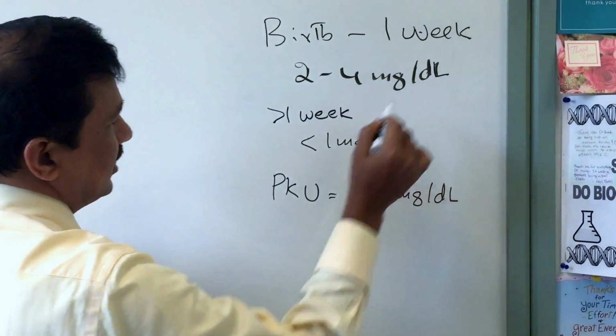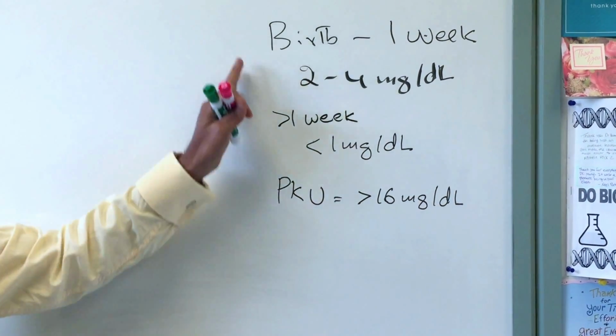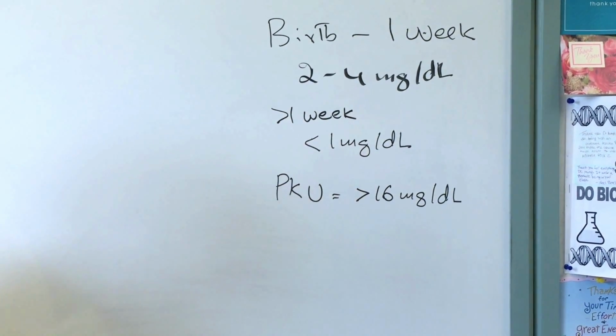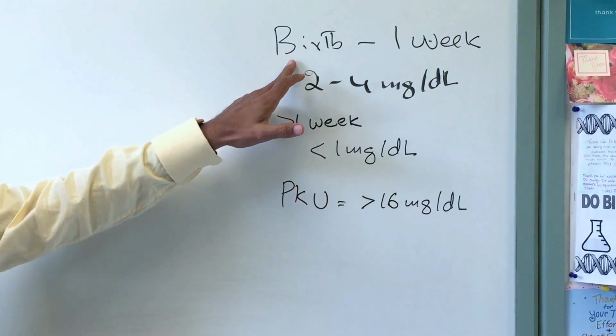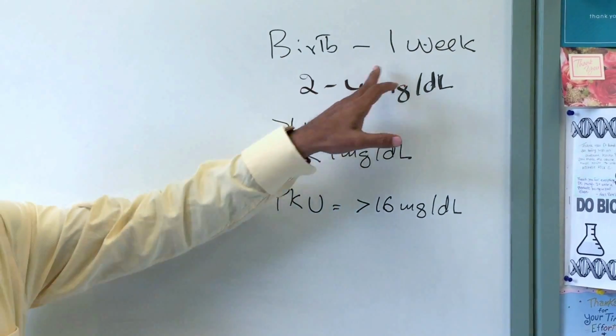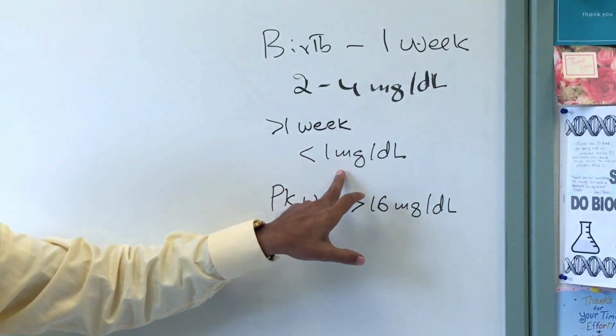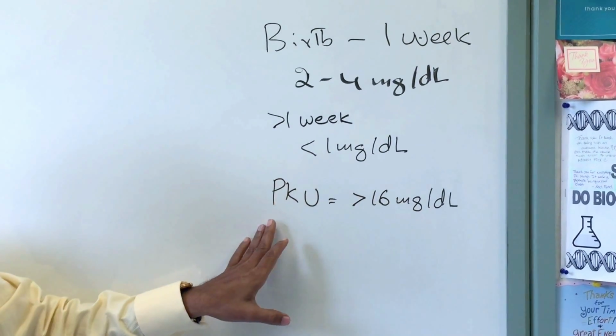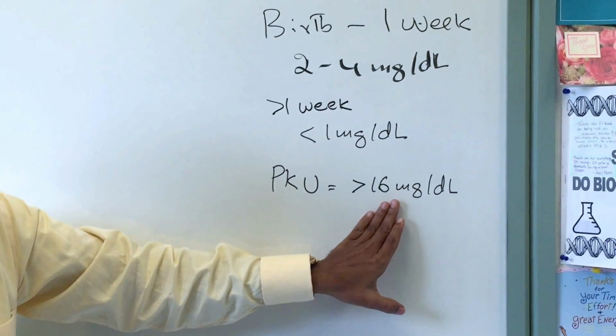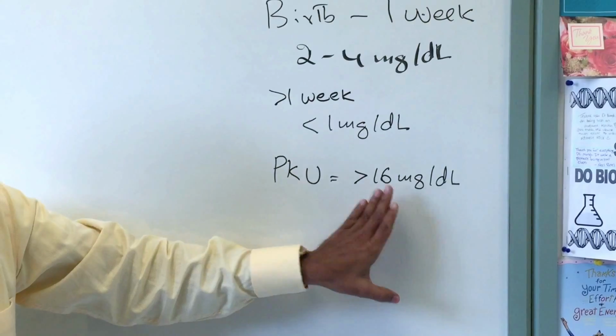This is the normal range, in two states, and then in phenylketonuria. From birth to 1 week, it is between 2 to 4 milligrams per deciliter. More than 1 week, less than 1 milligram per deciliter, and then in PKU patients, more than 16 milligrams per deciliter.